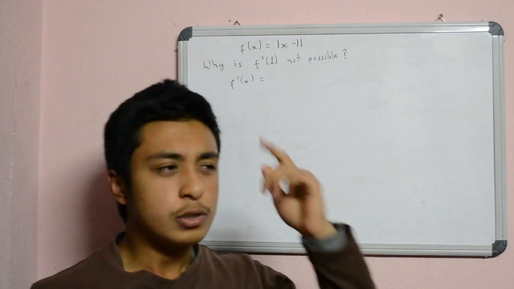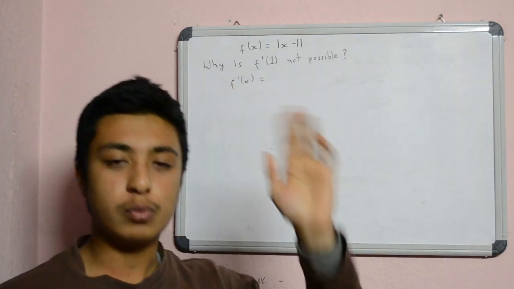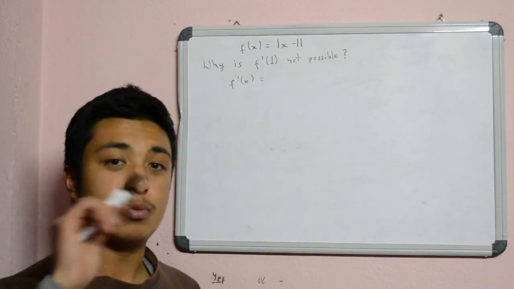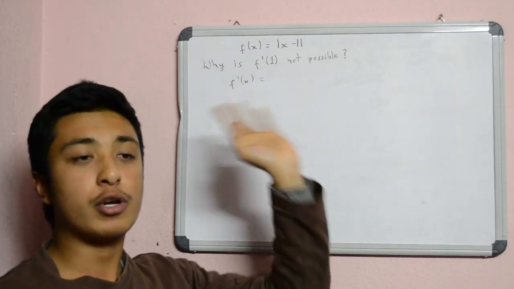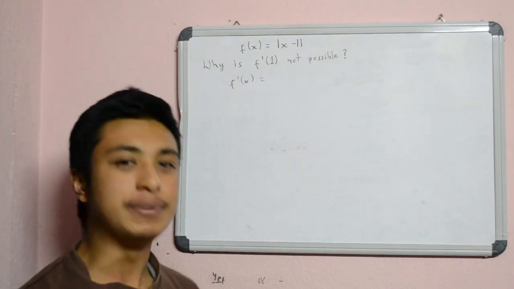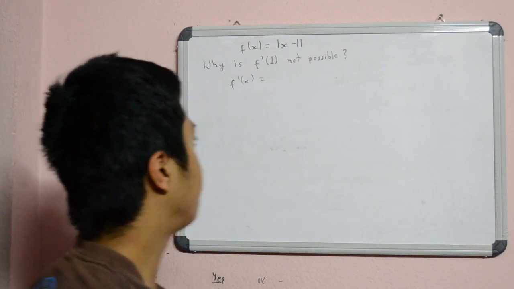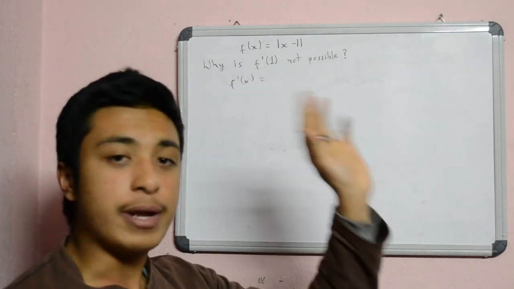So now, you might be thinking that, wait, we have modulus of x minus 1. If we differentiate that, won't we get the modulus of 1? And still, if you take the derivative of modulus of 1, it will still be 0 regardless of whether it is modulus or not. And that is not correct.